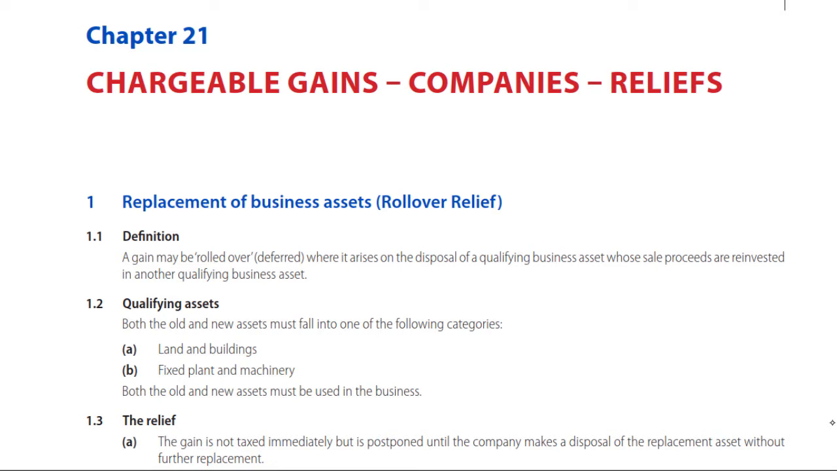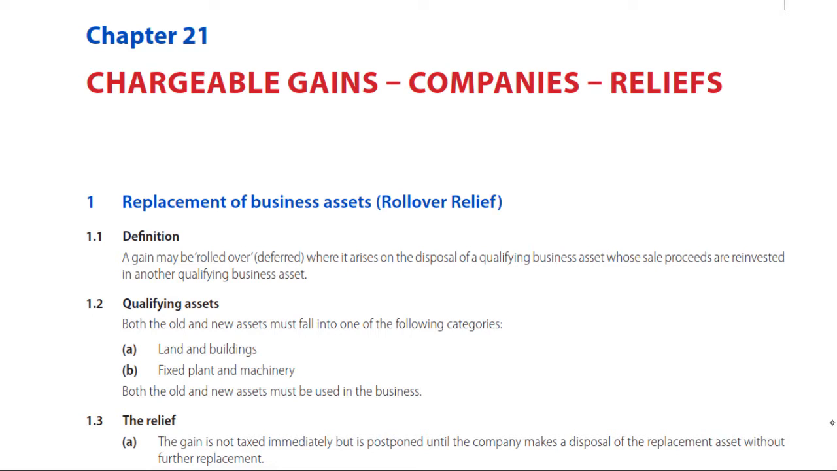If we reinvested some but not all of the proceeds, then the best we could hope for was partial rollover relief. Now again, as I keep saying, you need to go back to Chapter 14 to see how we dealt with full rollover and partial rollover for individuals. And the only new thing that comes in here is that we've got to use indexation allowance in computing the original gain that is available for that deferral in the first place. All the other rules are the same.